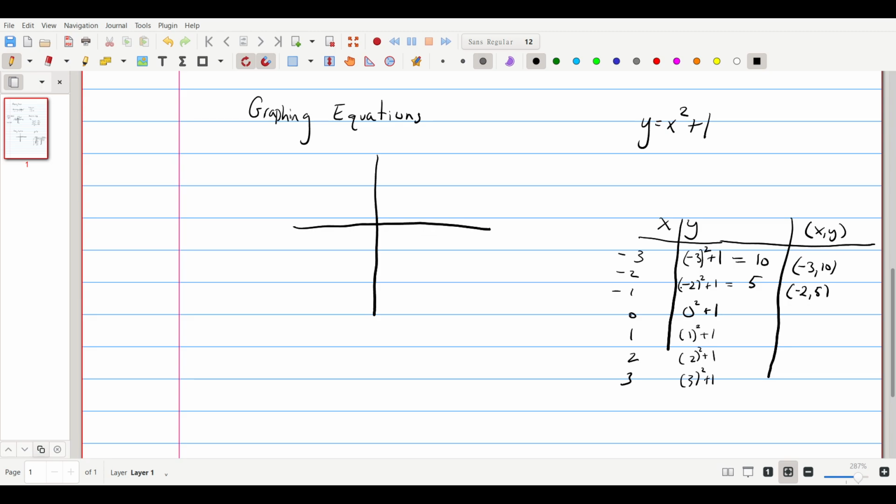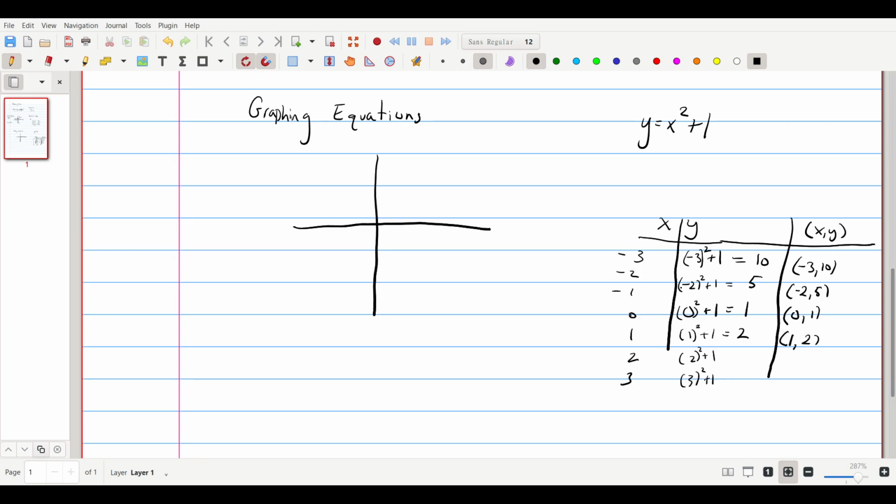Third point, 0 squared, right? We plugged in 0 for x, that's 0, plus 1, that's just going to be 1. So x was 0 and y was 1. We're plugging 1 for x. 1 squared is 1, plus 1 is 2, so x was equal to 1, y came out to be 2.